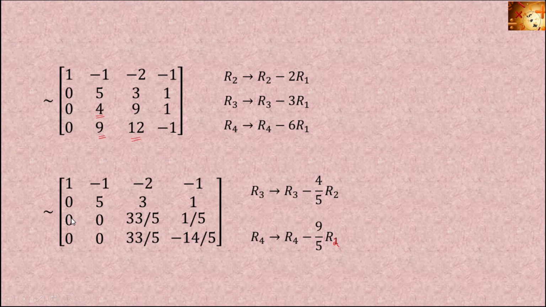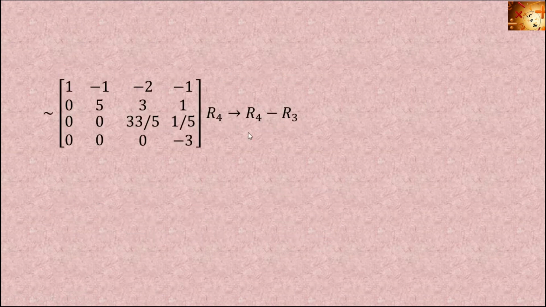Then the third row is 0, 0, 33 by 5, 1 by 5 and the fourth row is 0, 0, 33 by 5, minus 14 by 5. This matrix is not in an upper triangular form, so we want to make this 33 by 5 as 0. The transformation is R4 changes to R4 minus R3. Then we have 1, minus 1, minus 2, minus 1; 0, 5, 3, 1; 0, 0, 33 by 5, 1 by 5; 0, 0, 0, minus 3.